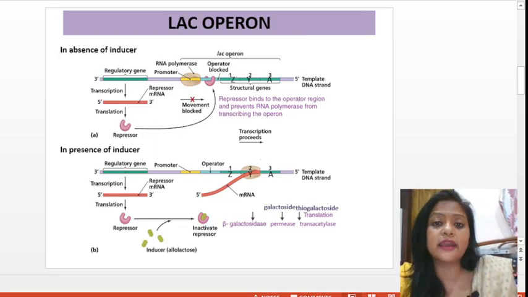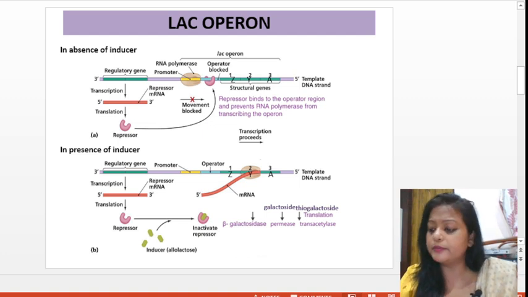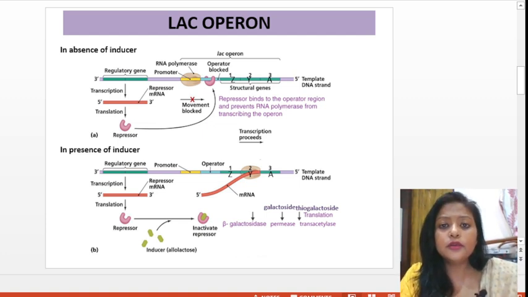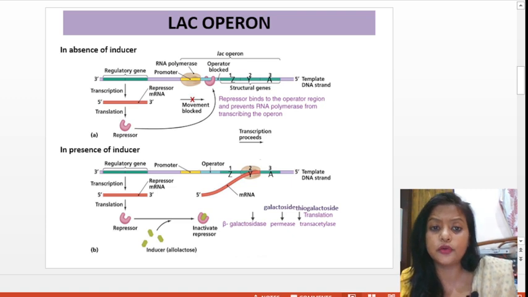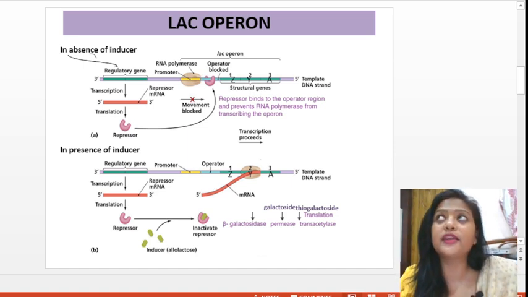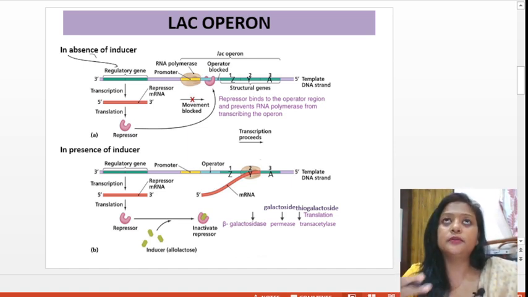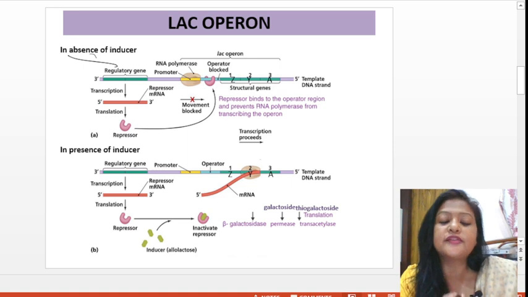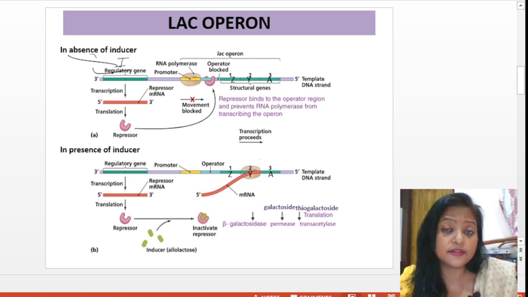Here you can see the diagram of the lac operon. It's very simple. This one is in the absence of inducer. First of all, we'll talk about the players of the lac operon, that means the participants of the lac operon. First, we have the regulatory gene. You can see this is the regulatory gene, also known as gene I, or lac I.